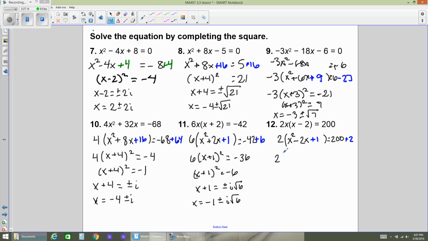All right. Factor and simplify. Okay, so I've got 2 times the quantity x minus 1 squared equal to 202. I divide by 2 on both sides. I get x minus 1 quantity squared equals 101. I square root both sides. So x minus 1 is equal to plus or minus the square root of 101. So x equals 1 plus or minus the square root of 101.